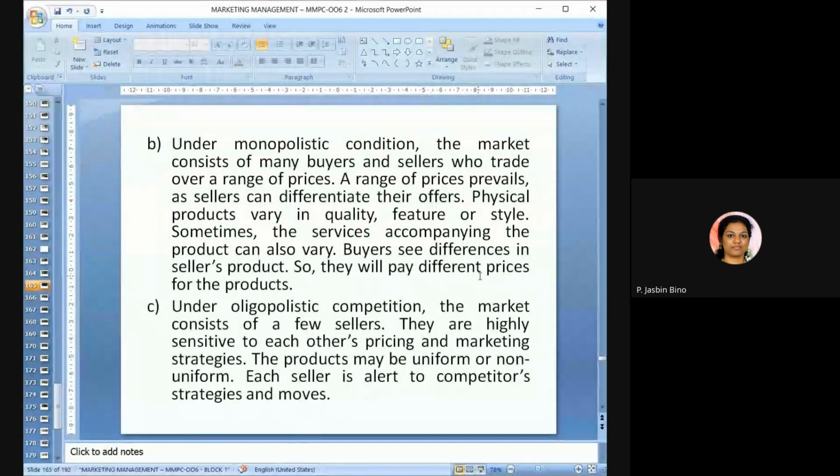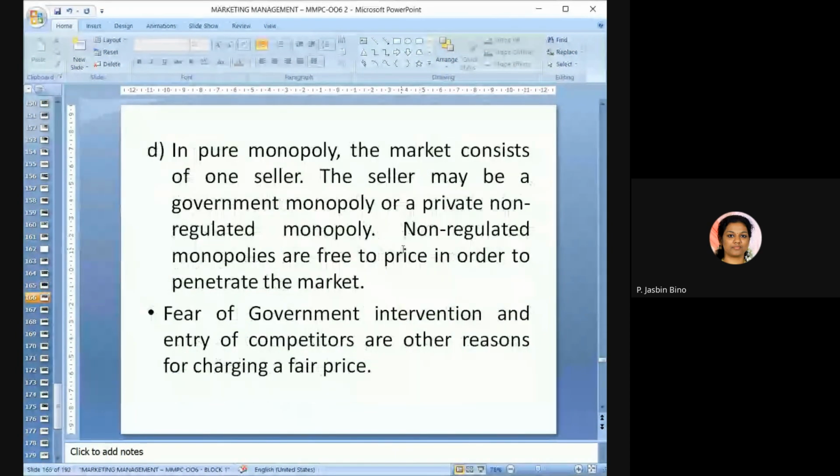Then oligopoly market, there will be only a few sellers. They are highly sensitive to each other's pricing and marketing strategies. These products may be uniform or non-uniform, so both types of pricing will be there, uniform pricing system or non-uniform. Each seller will be very alert to competitor strategies and moves based on the strategy of the competitor.